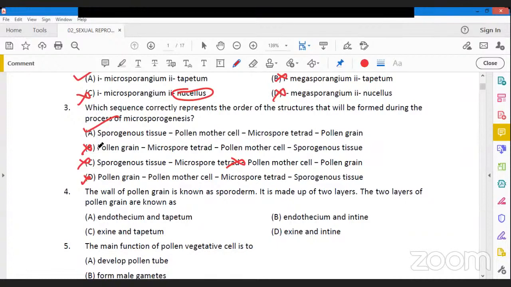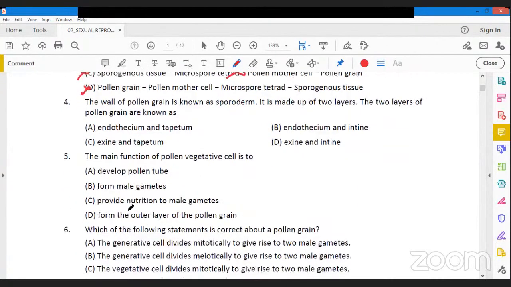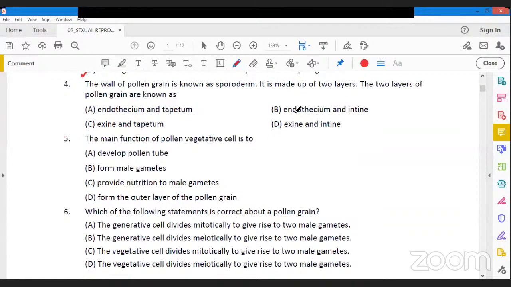Then the fourth one: the wall of the pollen grain is known as sporoderm. It is made up of two layers. Which are the two layers of the pollen grain? It has exine and intine. The exine is made up of sporopollenin, and the intine is made up of cellulose and hemicellulose. So you should remember that.